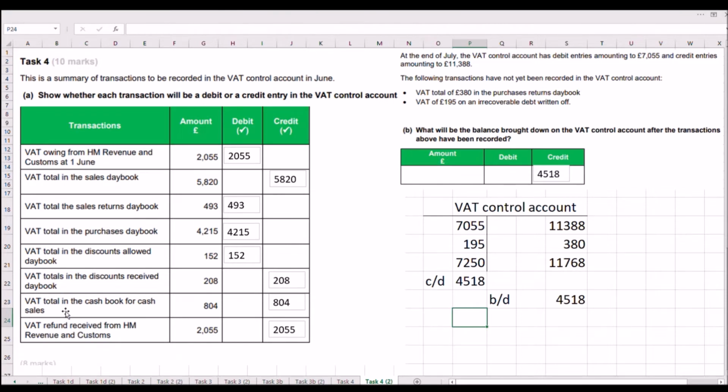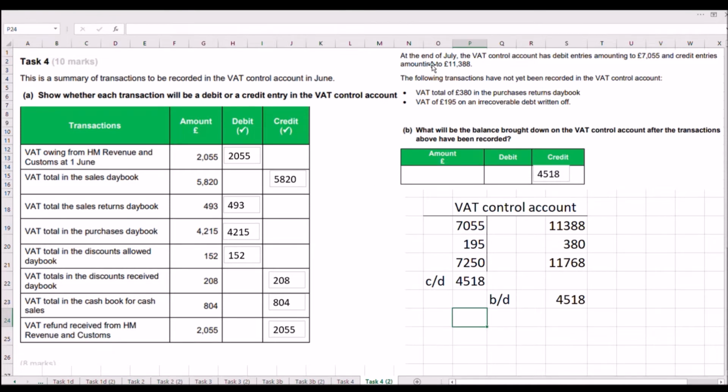And the VAT in the cash book, so on cash sales, debit bank, credit sales, credit VAT, so it's the VAT on the sale that we received. And then the VAT refund received, so a payment in, so debit bank, credit VAT in the control account, so that's credit. Right, okay, so that's the first part of that one.